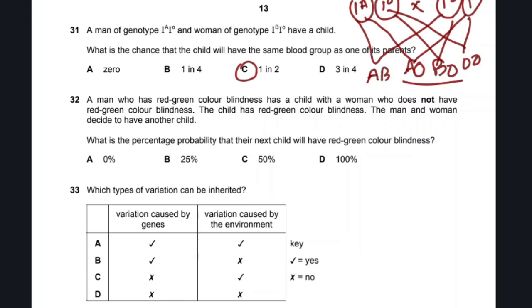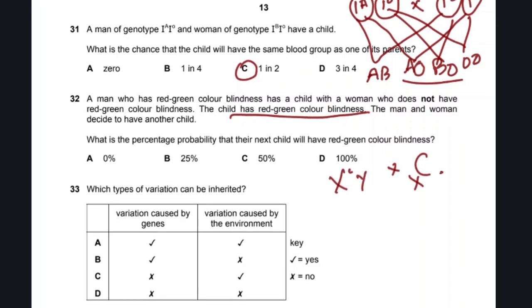A man who has red-green color blindness has a child. The woman does not have red-green color blindness. The child has red-green blindness. If the child has red-green blindness, it means it carries that from both parents. Suppose the father is color blind and the mother is normal but a carrier. In this situation, their child can be colorblind. So there is a 50% chance that their child can be normal or colorblind.